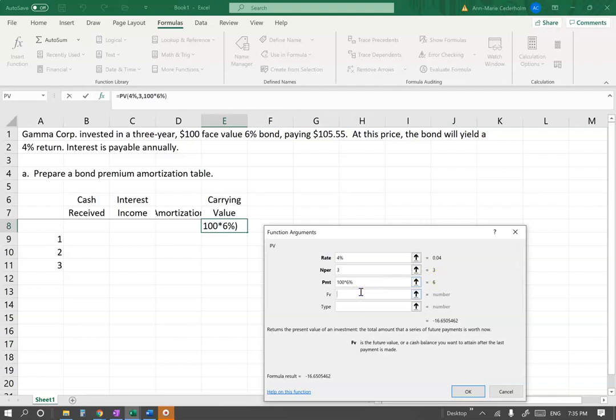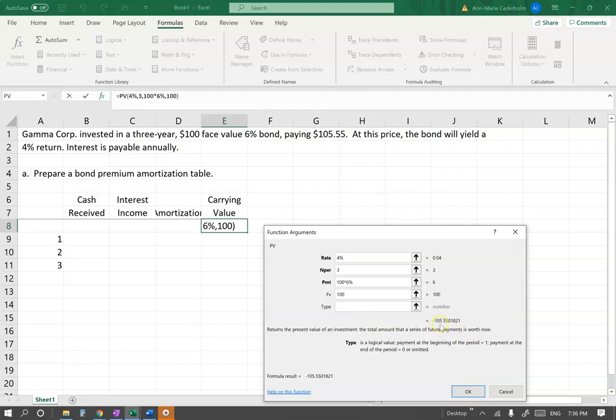And the future value is the face value of the bond, and in this case it's 100. I always put the payment and the future value in as positive, then it'll just spit out a negative present value just because of the time value of money. And we'll just leave the type empty. That's just to say whether or not the interest pays at the beginning or the end. So with bonds, we're always paying the bond interest at the end.